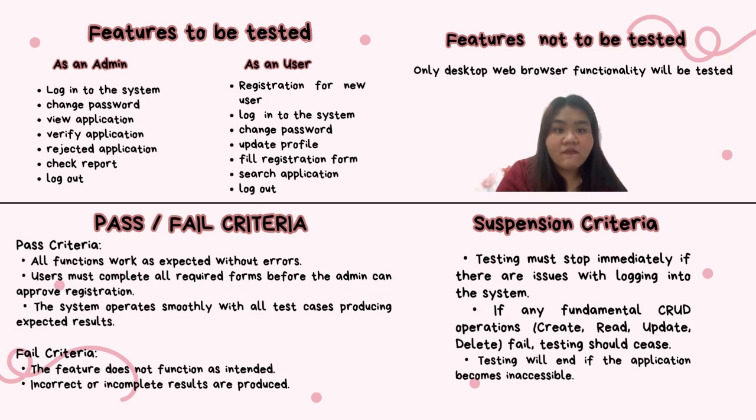These operations are fundamental to the system functionality. For instance, if the system is unable to create a new user or it fails to update information, we halt testing. Finally, testing will end if the application becomes inaccessible. If at any point the system crashes or is no longer reachable, we immediately stop testing until the issue is fixed.